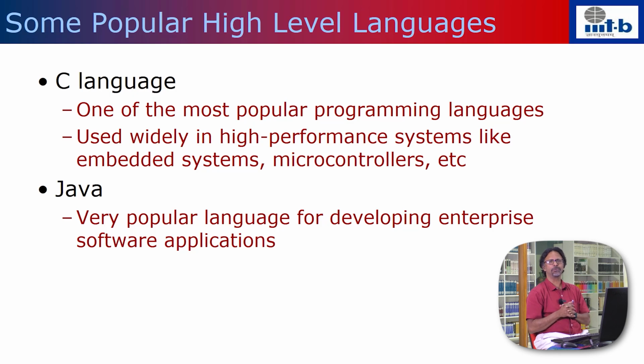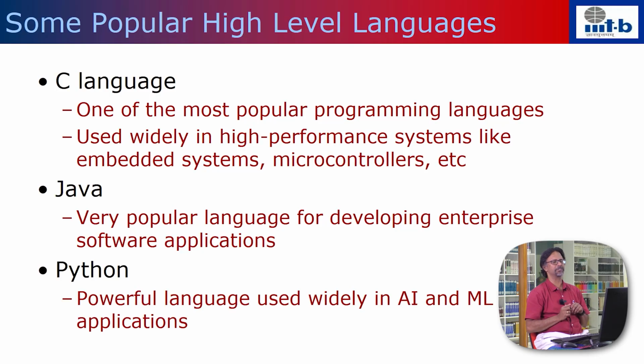So you are working in some company, and you are using some piece of software to apply for leave. So you have the HRMS software, you have the banking software. All these are examples of enterprise applications. So Java is quite a popular language for developing enterprise software applications. And the third one I want to call out is Python.